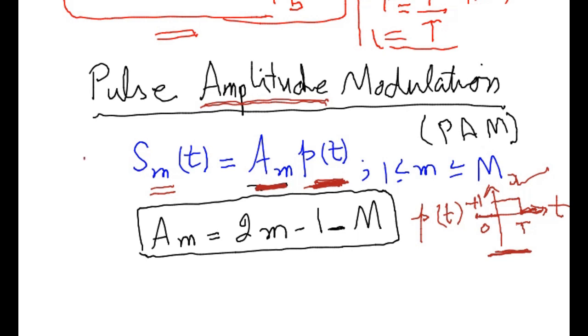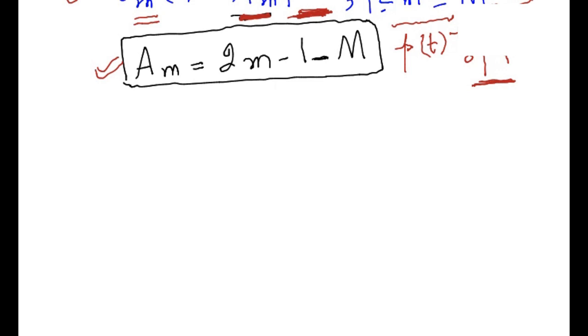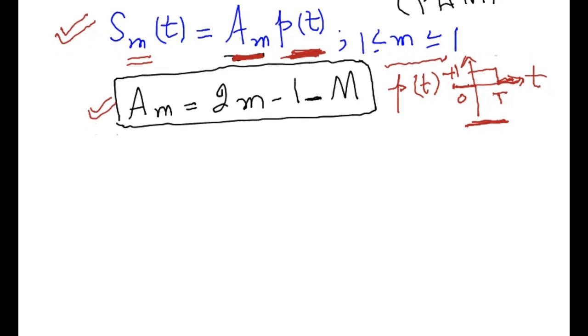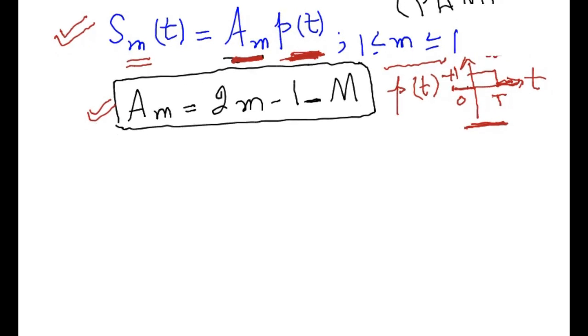So this is the representation of your pulse amplitude modulated signal. And the pulse can take these values, right? This m, we already mentioned that m is from 1 to capital M. Now let me explain this expression a little bit, so that you better understand the pulse amplitude modulated signal. Now suppose we have M equals 4, right? M equals 4.